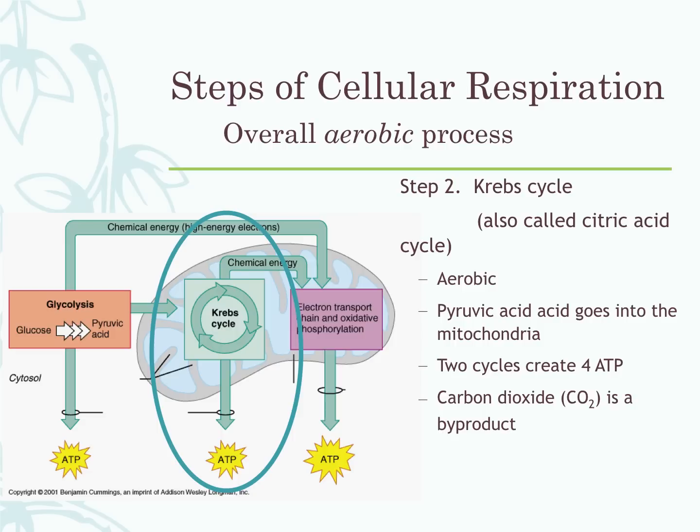Next, we have the Krebs cycle. So we're moving from the cytoplasm, and now we're going into the mitochondria. So the second step is the Krebs cycle, which is also referred to sometimes as the citric acid cycle. So make sure that you know both of those terms.